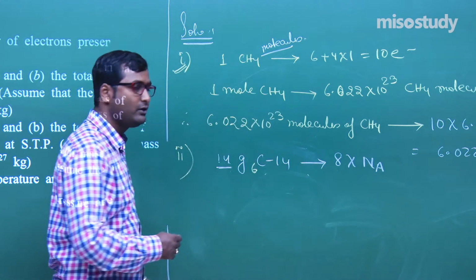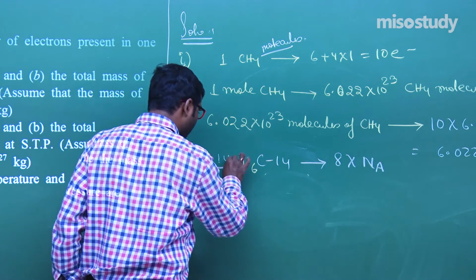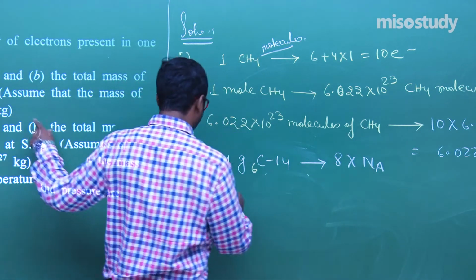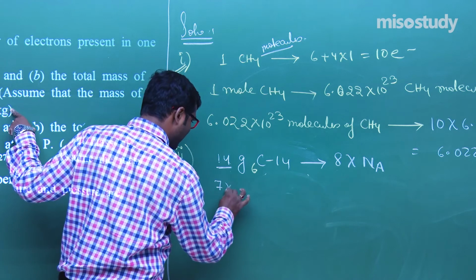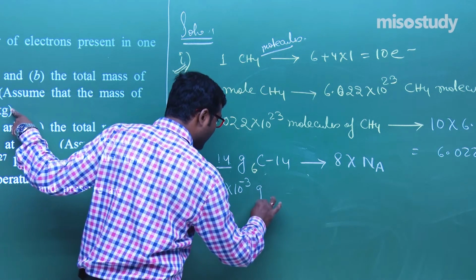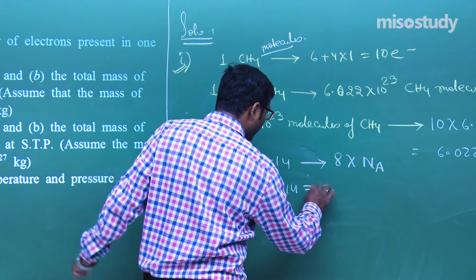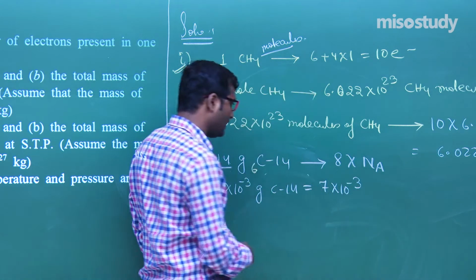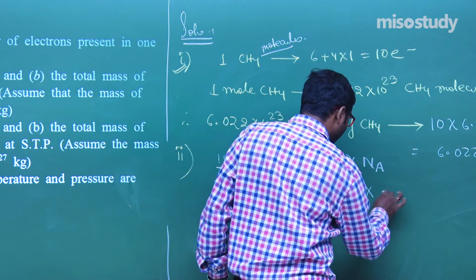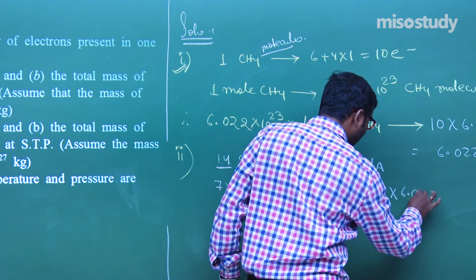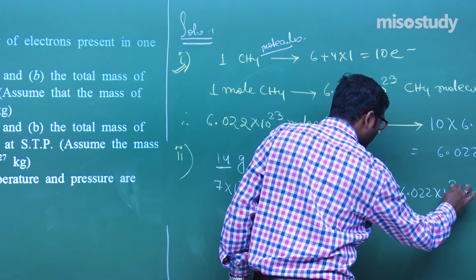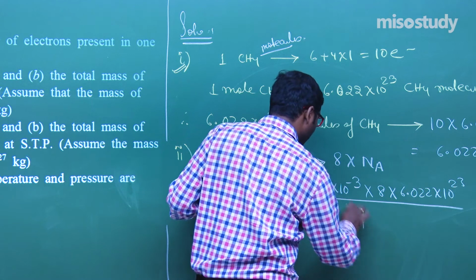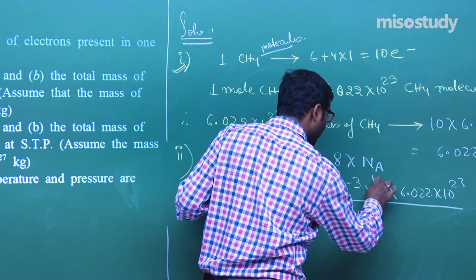Here we are talking about the neutron. So 14 gram, that is 1 mole, contains 8 into Na. Clear to you? Now the question is, 7 milligram, that is 7 into 10 to the power minus 3 gram of C14, will contain, listen carefully, 7 into 10 to the power minus 3 multiplied by 8 multiplied by Avogadro number, that is Na, 6.022 into 10 to the power 23, divided by 14.